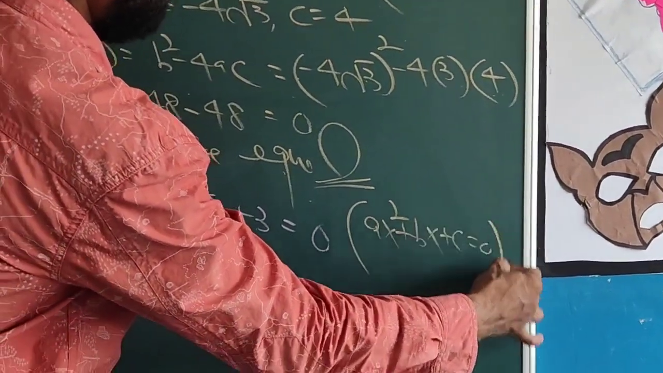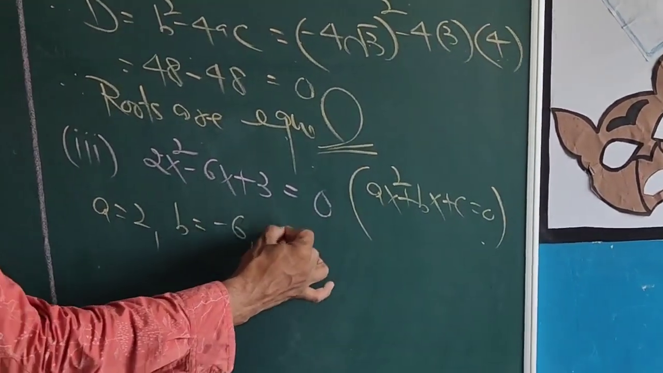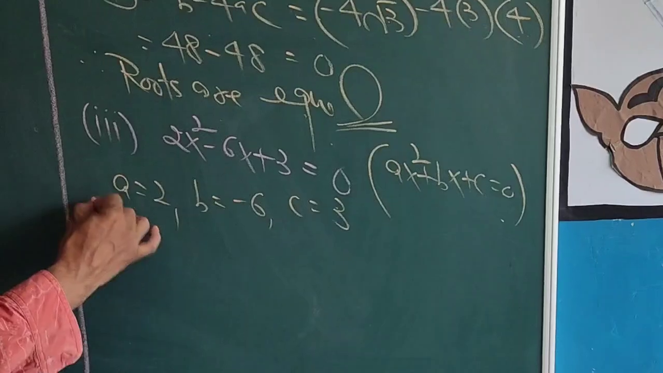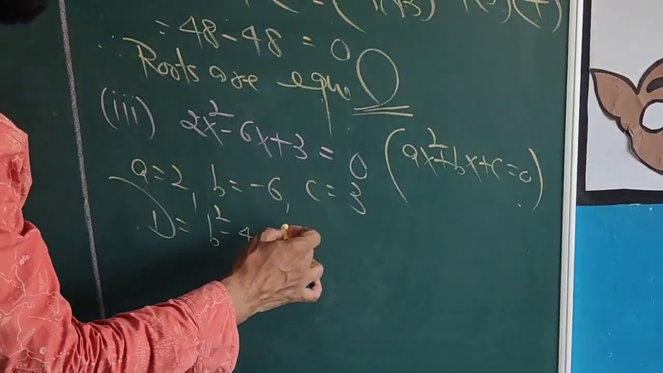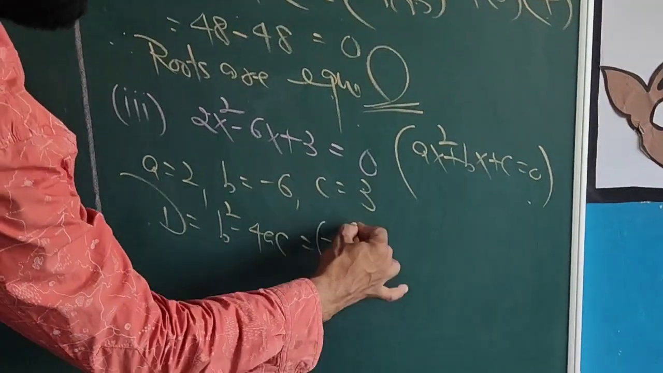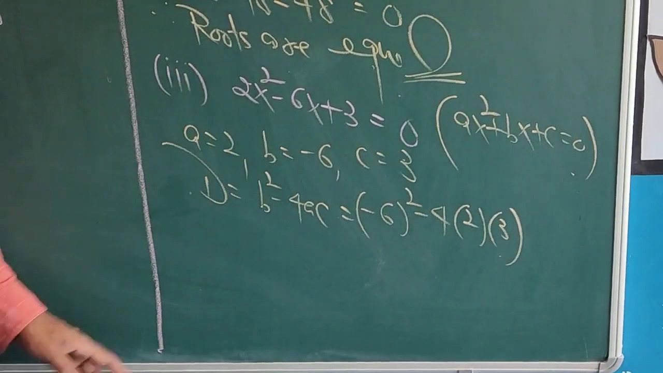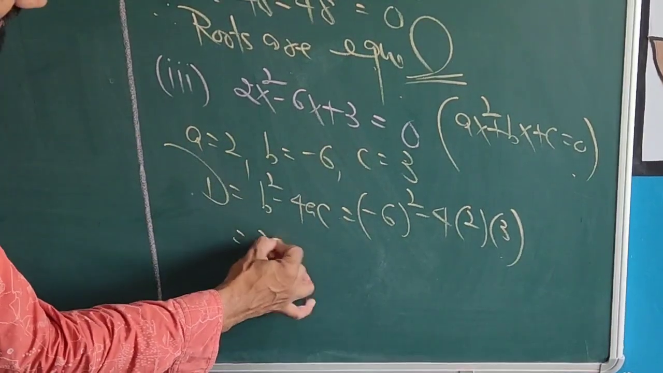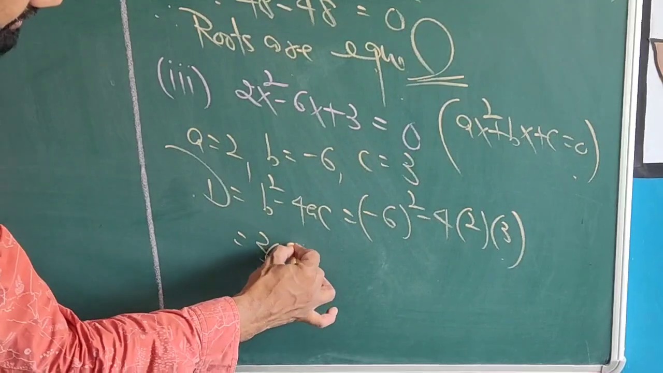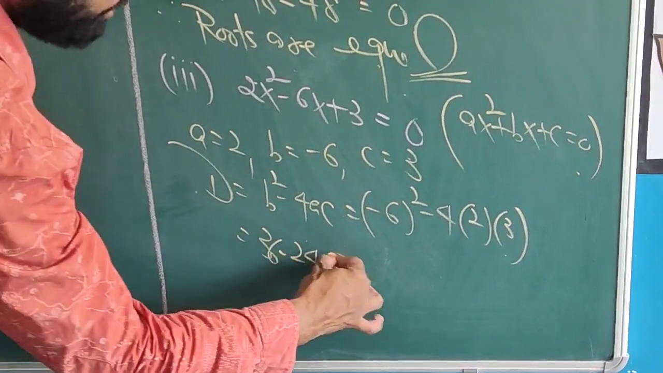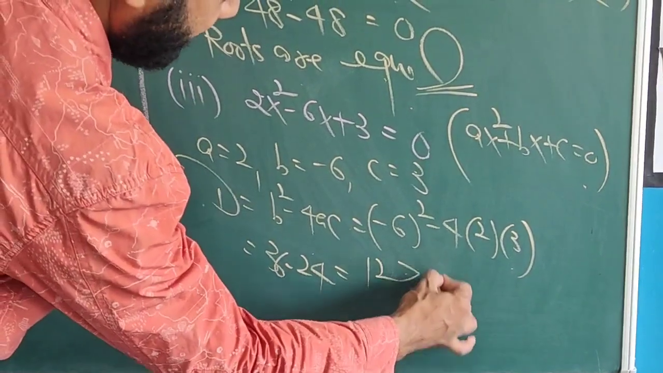Now in the third question, compare with the standard form ax² + bx + c = 0. We get a = 2, b = −6 and c = 3. Therefore D = b² − 4ac. And what is D? b is −6, squared is 36, minus 4 times 2 is 8, 8 times 3 is 24. So 36 minus 24 is equal to 12, which is positive.